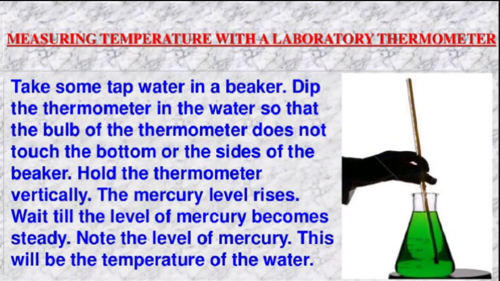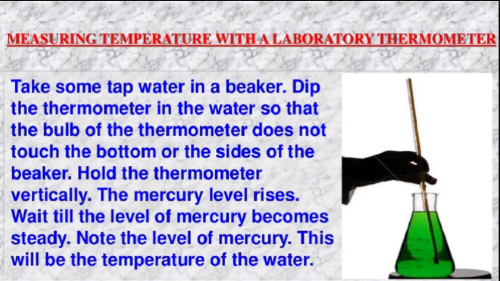So to measure the temperature of say water with a laboratory thermometer, what you have to do is simply take some tap water in a beaker and dip the thermometer in the water so that the bulb of the thermometer does not touch the bottom or the sides of the beaker. It should be rightly kept in mind that whenever we are using a laboratory thermometer, it should be kept in such a way that it doesn't touch the bottom or the walls of the beaker. Otherwise, it will not give the accurate reading. Also, it should be kept in a vertical position.